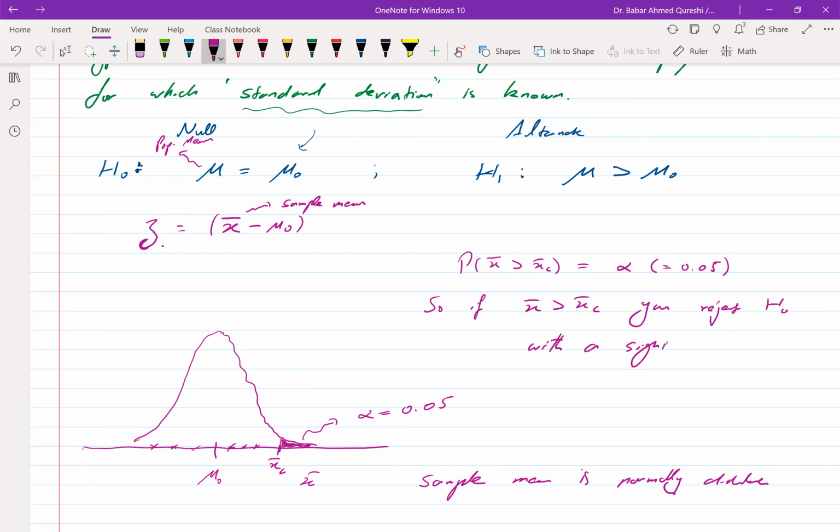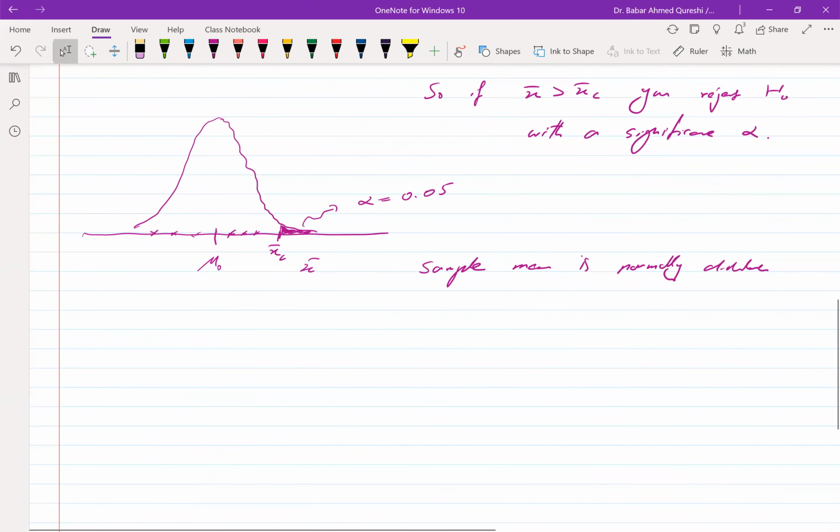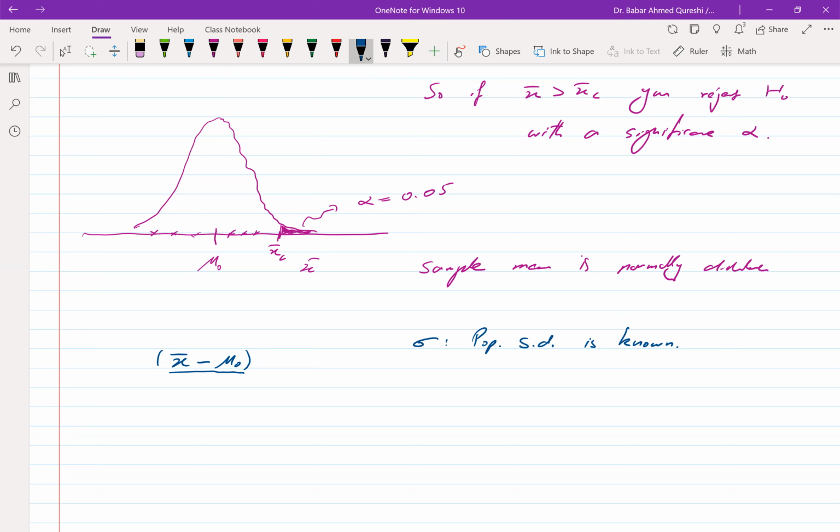with a significance alpha. So this whole thing I can write in terms of the standard normal as well. For the standard normal, you subtract the proposed mean, and you know that sigma, the population standard deviation, is known. So the standard deviation of the sample mean would be sigma over under root n. So this would be a standard normal.